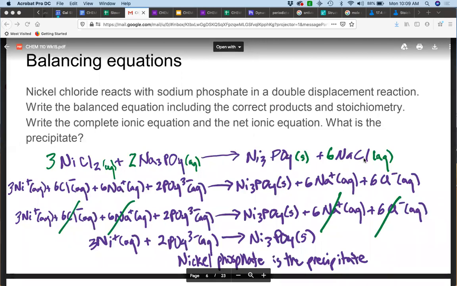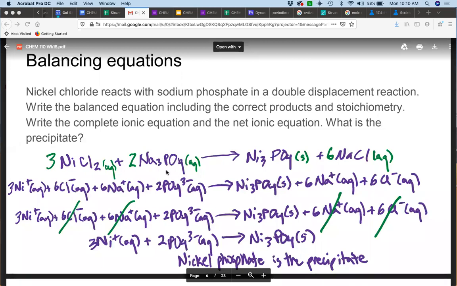And so if I think about that then, when I'm writing out my balanced equation, part of what I then have to do is make sure that I actually have the right amount of atoms on each side. So let's take a look and check to make sure that that's the case. If I have 3 nickel on the left, I have 3 nickels on the right.